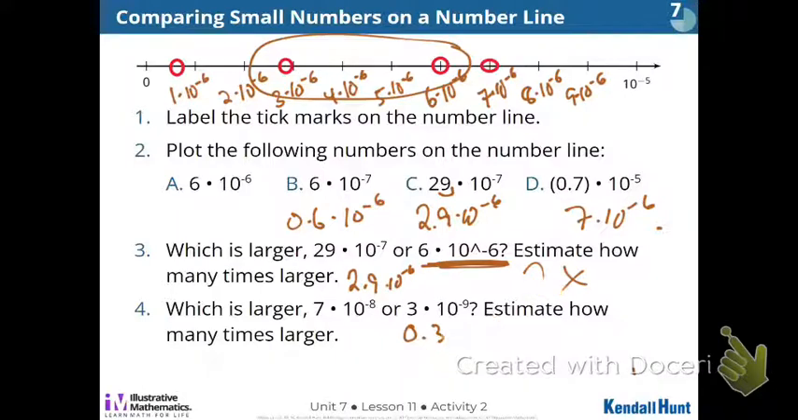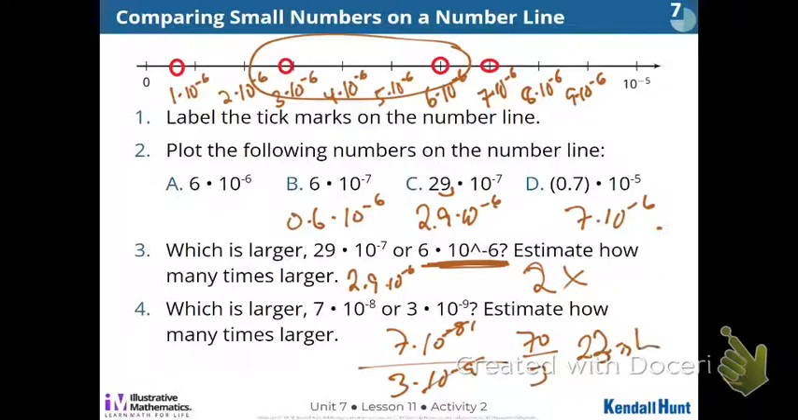Okay? Now here's what's really cool. We want to estimate how many times larger it is. Look what we can do. 7 times 10 to the negative 8 divided by 3 times 10 to the negative 9. When I have the quotient property, what can I do with my exponents? What operation? Cancel out or subtract, right? So I can do negative 8 minus negative 9, which is 1. I got that 70 divided by 3 again that we saw last time. So was that like 22-ish? 23-ish? All right.